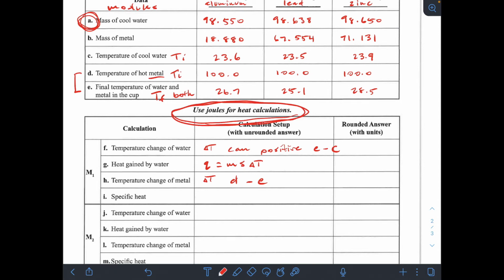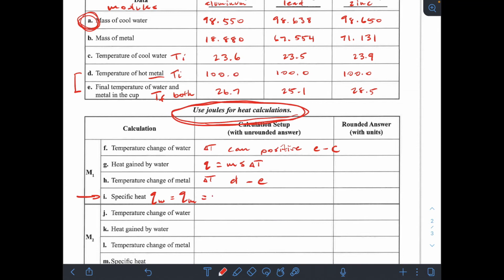Now for the metal, so finding specific heat of the metal in part I, you're going to take into account that Q of the water equals negative Q of the metal. But we are simply taking all of these as positive values, okay, because we're using a positive delta T for the metal. So you can simply take this as Q of the water that you found in part G equals Q of the metal, okay, and run your calculation simply that way, right?